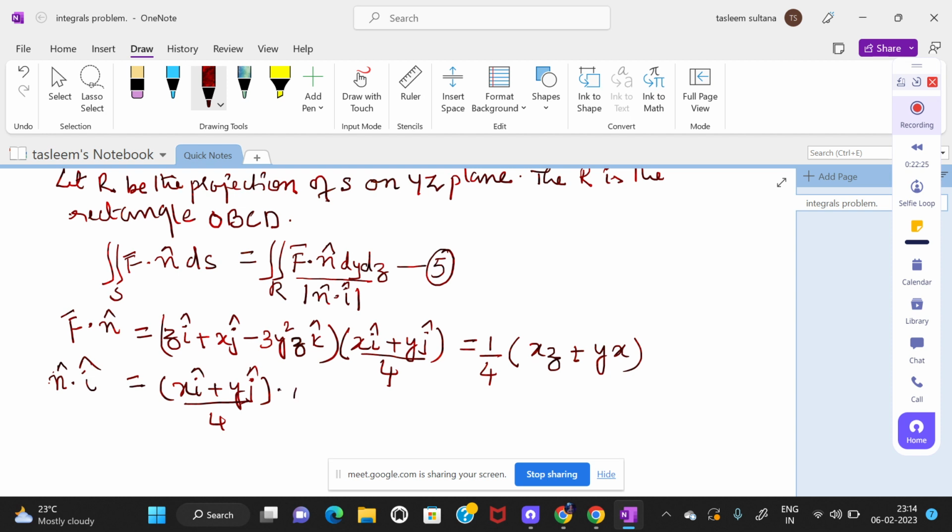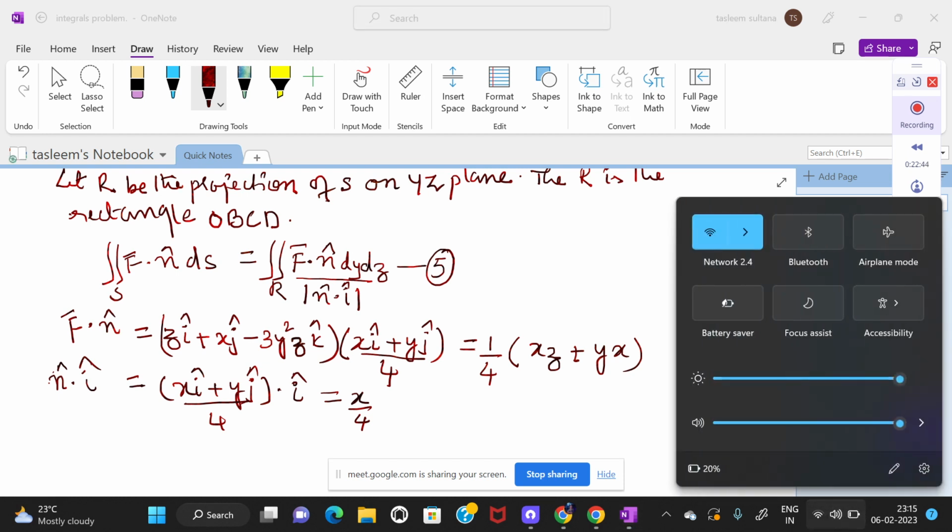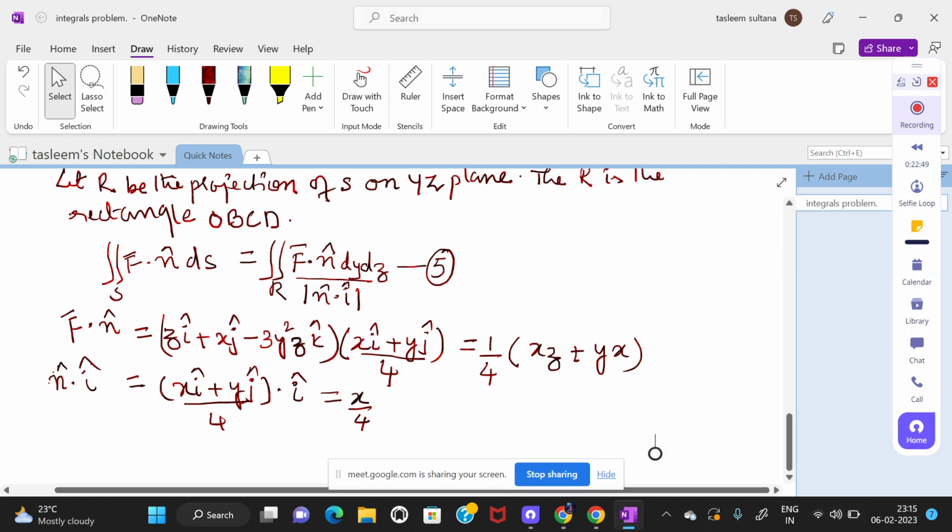Then into i vector, which is equal to, we only do i into i. So it is going to be simply x by 4. First we'll simplify this numerator by denominator. Later the final value we'll substitute into equation number 5. Simplify and tell me what final answer you are getting. Substitute those values into numerator and denominator.